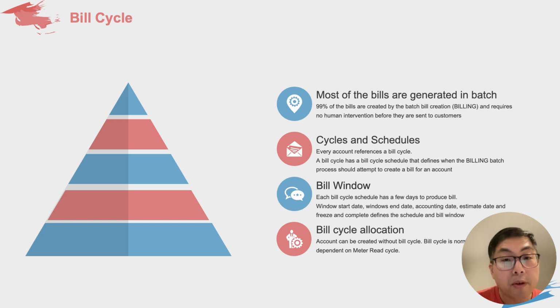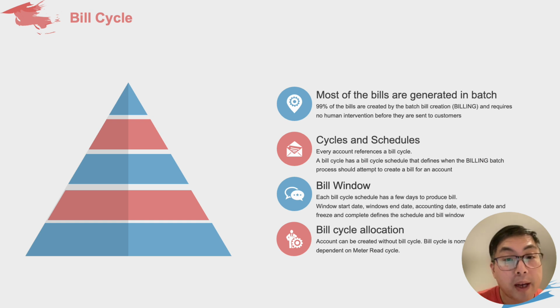And however, if you don't have a read at that time, what would happen is it will wait until the estimate date, which is another attribute for the bill cycle schedule. It will basically estimate on that date. Normally, the estimate date is same as the window end date. Okay, so that's just normally.